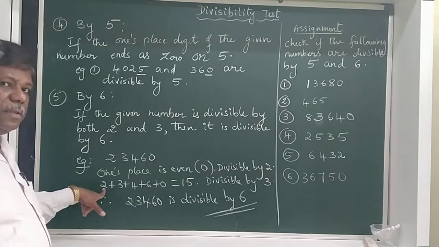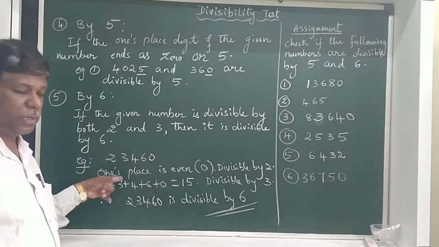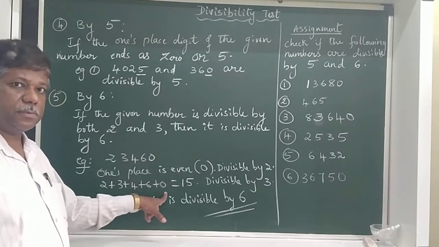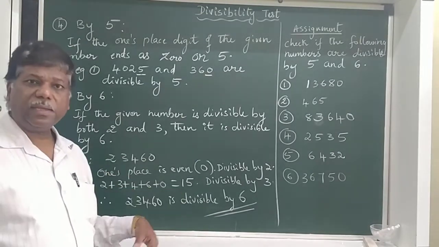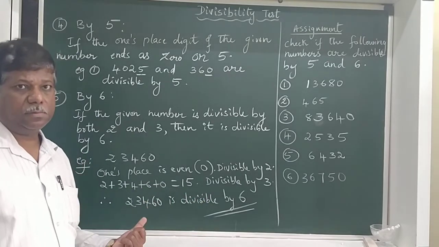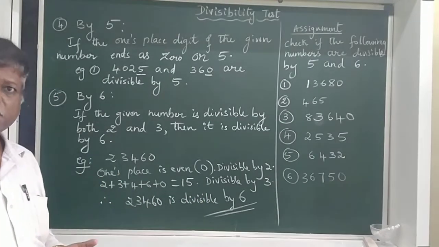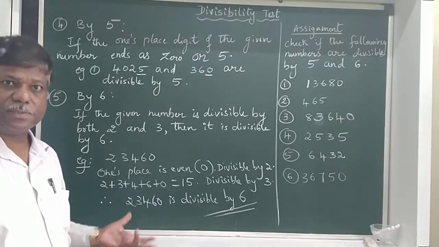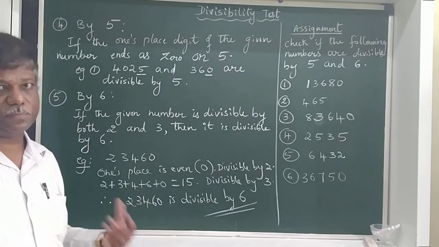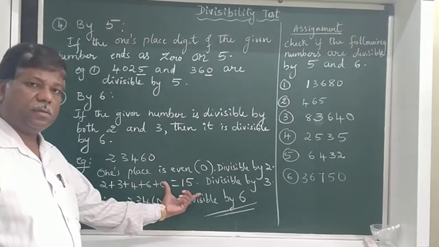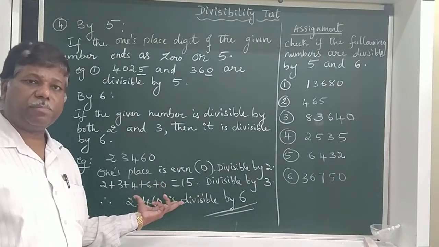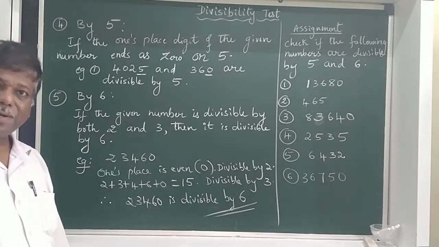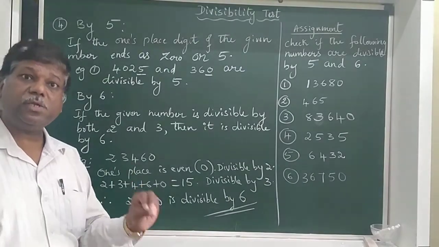So, add the digits in the number. 2 plus 3 plus 4 plus 6 plus 0. If I add them all, I get the sum as 15. Now, is 15 in the table of 3? That is, is it a multiple of 3? Of course it is, isn't it? So 3 fives are 15. So it is having a sum which is a multiple of 3. So that means this number 23,460 is divisible by 3 also.